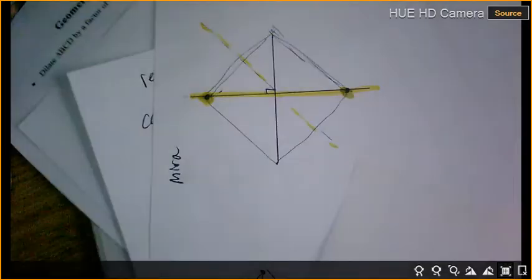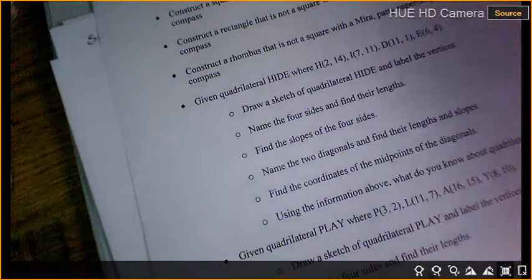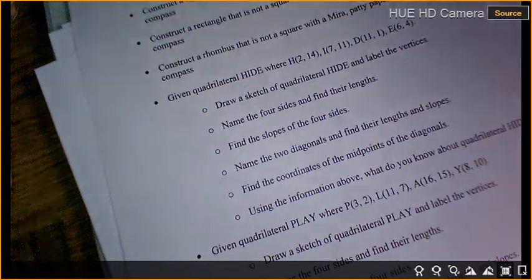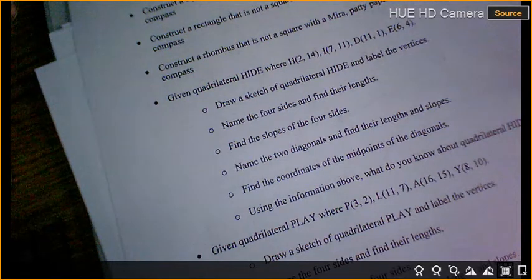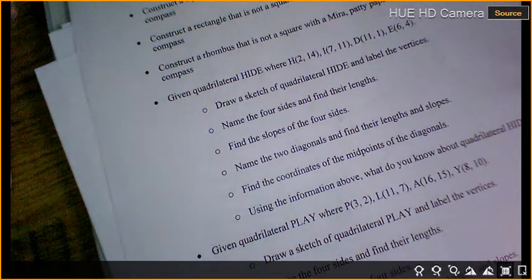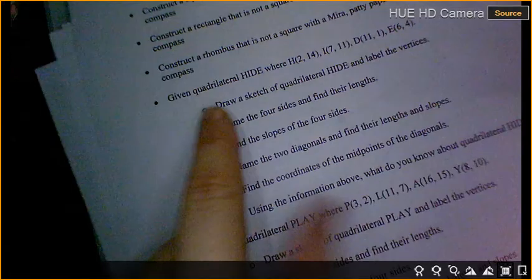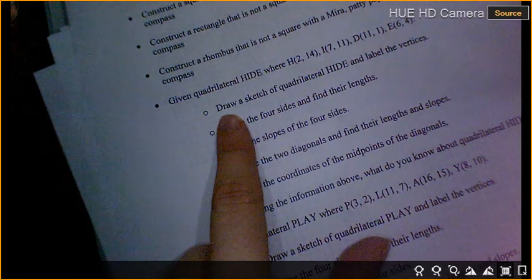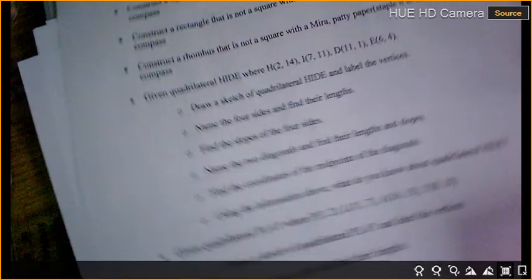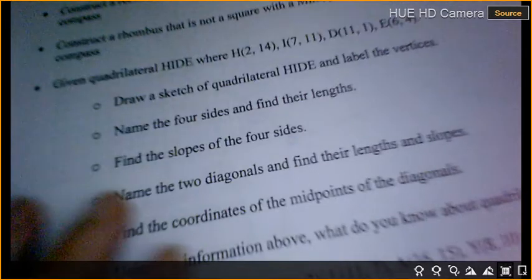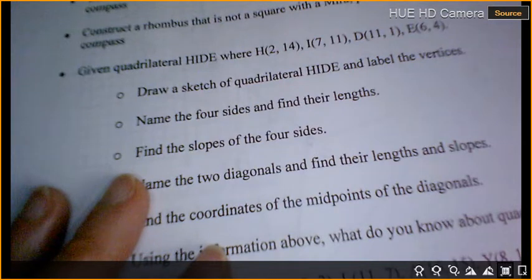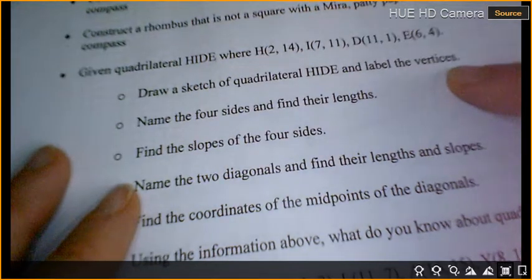All right. So we now are going to move to given a quadrilateral, that whole piece. I'm going to just show you what I have. Okay, so given quadrilateral HIDE, where H is (2,14), let me zoom in a little bit. I is (7,11), D is (11,1), and E is (6,4). You need to draw and make a sketch and label it.